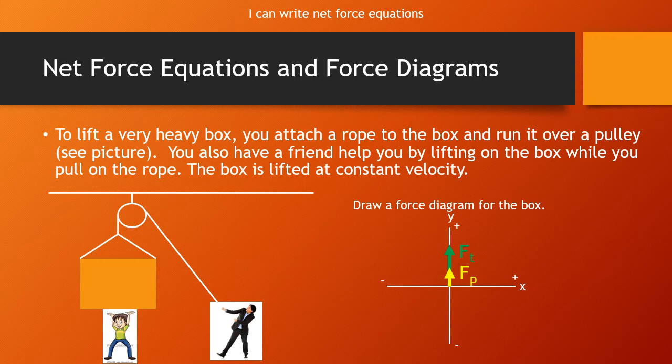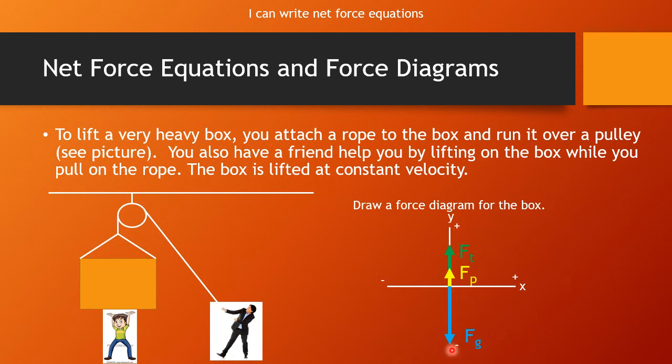Now, the fact that we're told that the box is being lifted at constant velocity tells us the forces must be balanced. So we have to have at least one force pulling down on the box to balance out these 2 forces combined. Well, that's going to be gravity, so Fg pulling down.